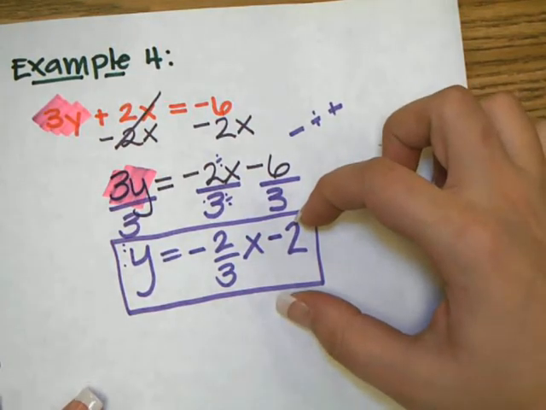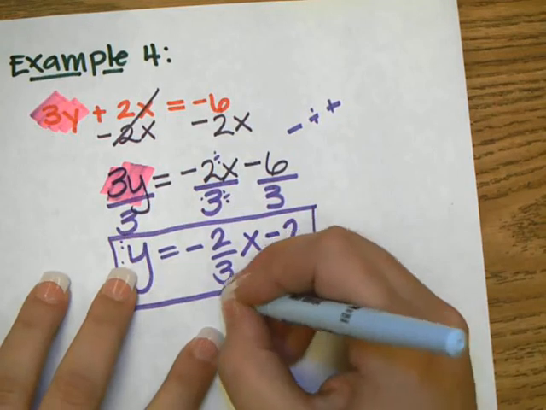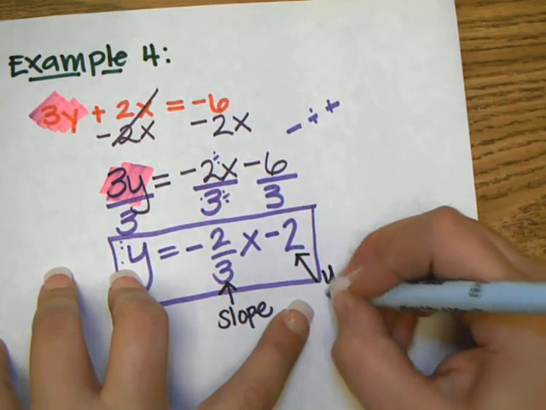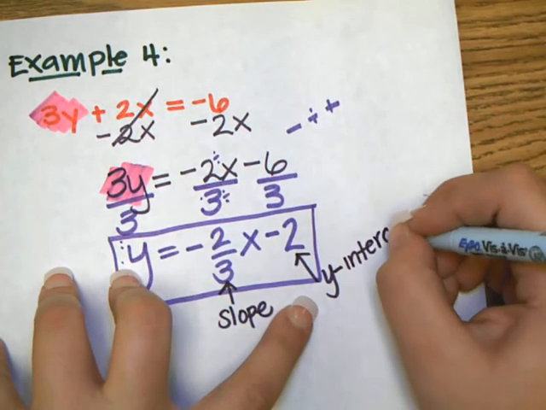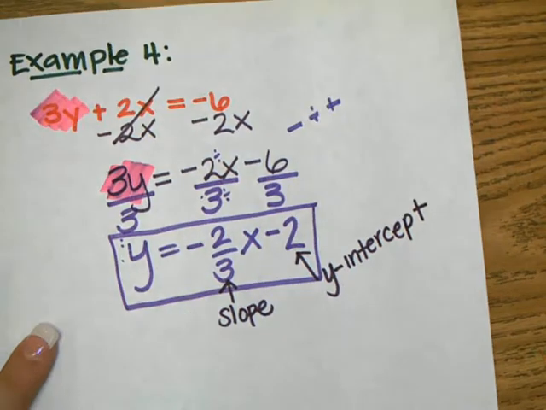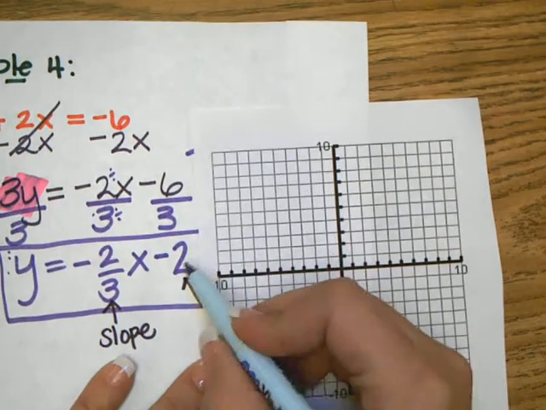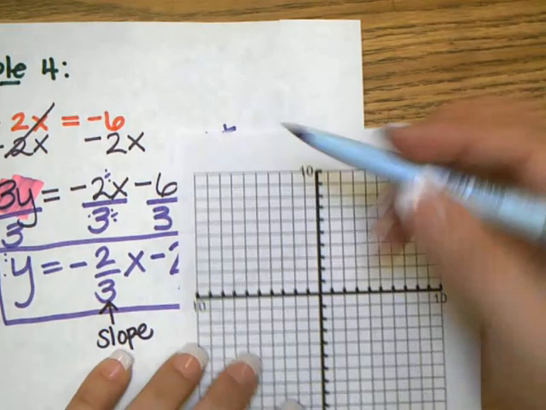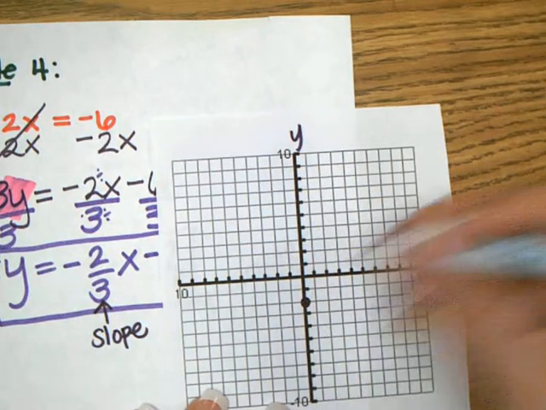And just as a quick reminder, the whole purpose of even doing this is so that we can easily identify the slope and where the line crosses the y-axis, the y-intercept. Once your equation is written in slope-intercept form, then we can quickly graph it. So we are going to start at the y-intercept at negative 2.